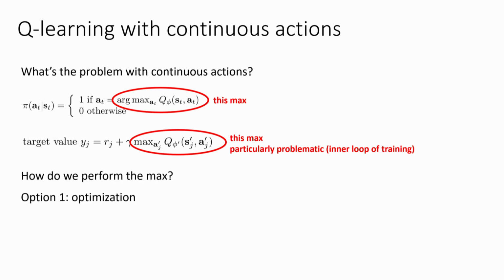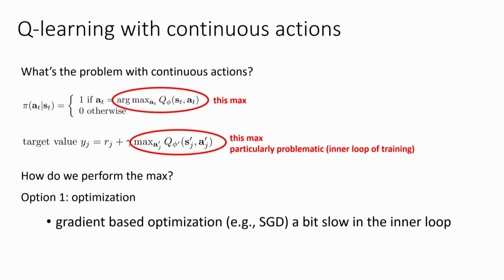So the first option that I'll talk about is the optimization option. The optimization option basically says, let's use some optimization procedure to calculate this max. You could do gradient-based optimization. You could literally run gradient descent on A. It's not a very good idea because you have to do it in the inner loop of training to calculate your target values, and that tends to be pretty slow. So in practice, there are other ways of doing that optimization that can be a little bit more manageable.